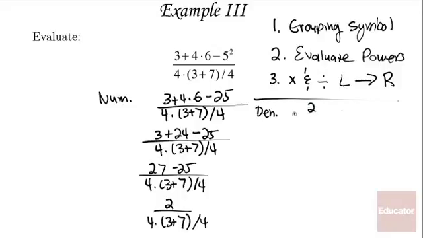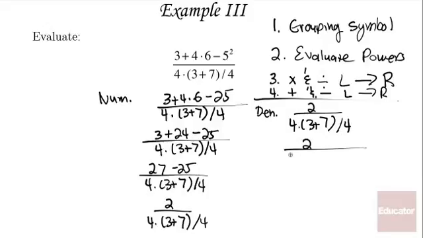And I have 2 divided by 4 times 3 plus 7 divided by 4. And don't forget the fourth step, add and subtract, again from left to right. Okay, I need to remove the parentheses first. 2 divided by 4, and that becomes 3 plus 7 becomes 10. Going on, I have some multiplication and division. So it's 40 divided by 4, or 2 divided by 10.